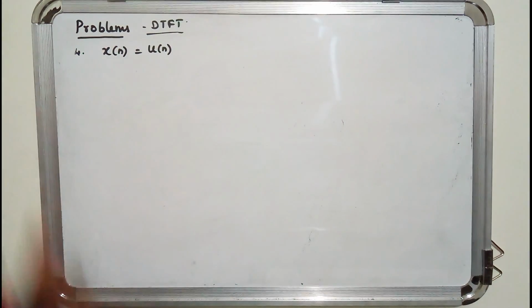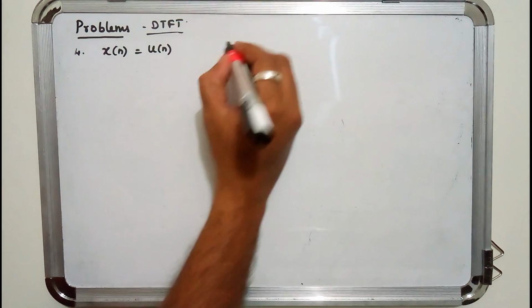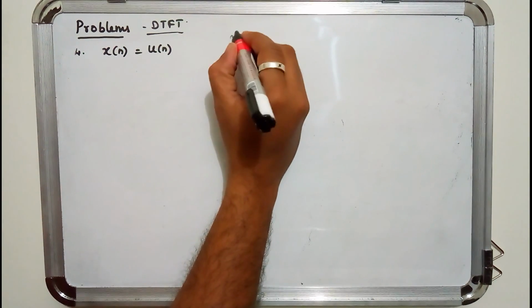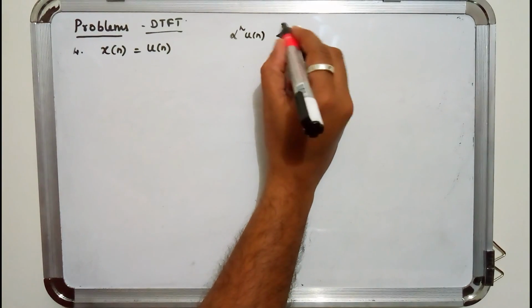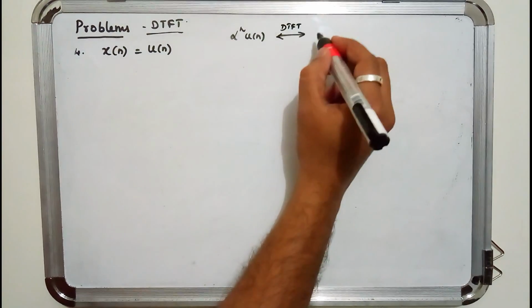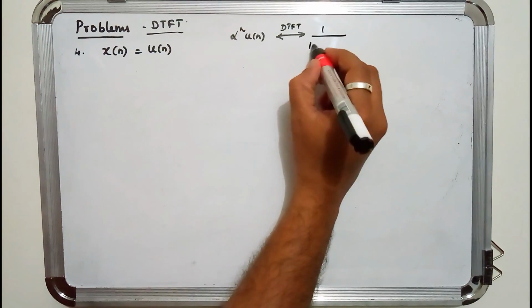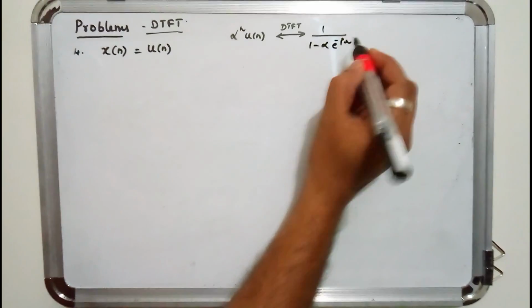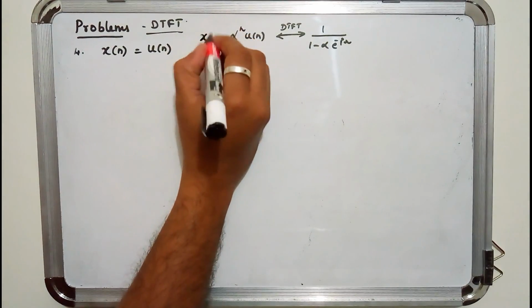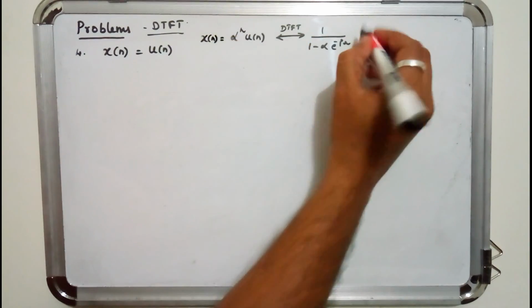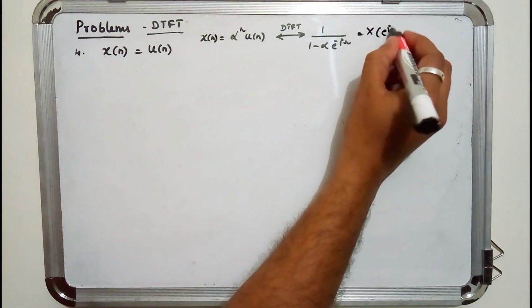Now the problem here is x of n is equal to u of n. We already know the DTFT of alpha power n u of n. What is it? DTFT of alpha power n u of n is 1 by 1 minus alpha e power minus j omega. So this is a standard equation. This is when x of n is equal to alpha power n u of n; this is X of e power j omega.